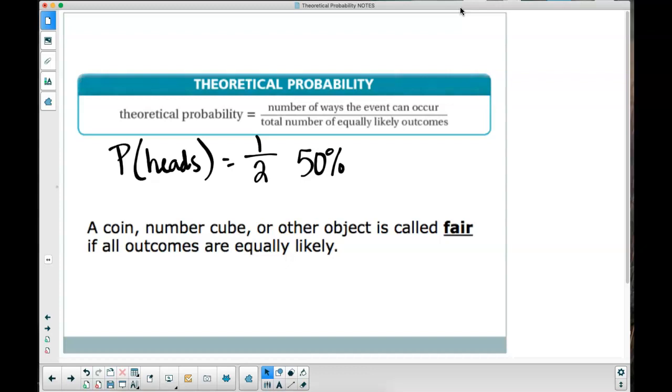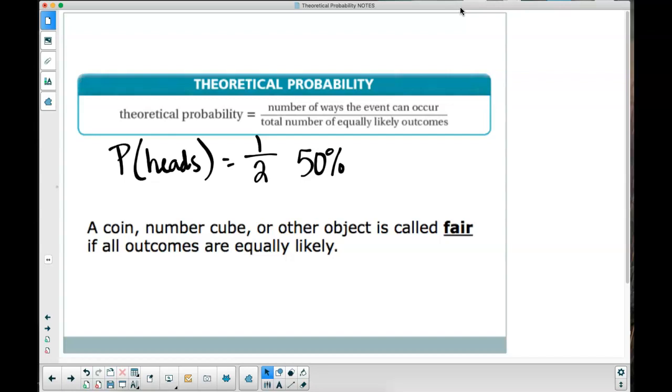Is that the same as experimental probability? If I flip the coin 4 times, how many times should I get heads? Based on the theoretical probability, I should get heads twice. Right? Is that what's going to happen? Maybe. We'll try. I got tails.